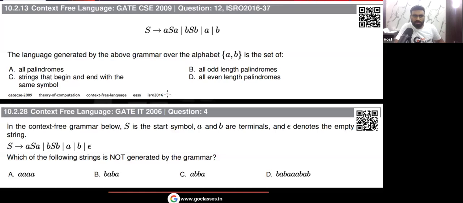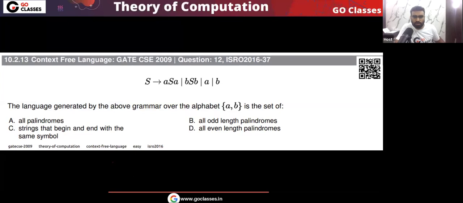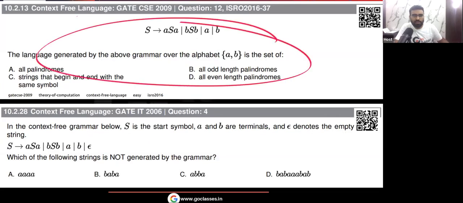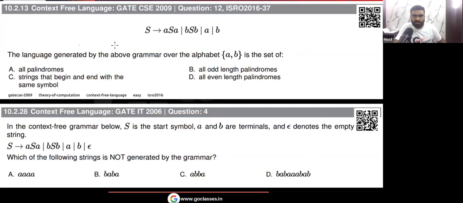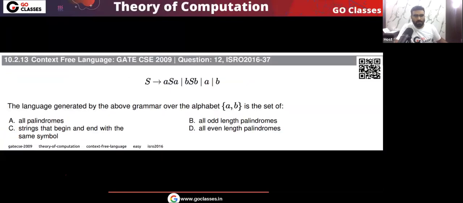Let's solve these two GATE exam questions. We have the GATE 2006 question, and also the GATE 2009 question. So the same question has come in the GATE exam two times. You can see the same grammar, a similar grammar, is given to you. So let's solve them one by one. Let's solve the GATE 2009 question.